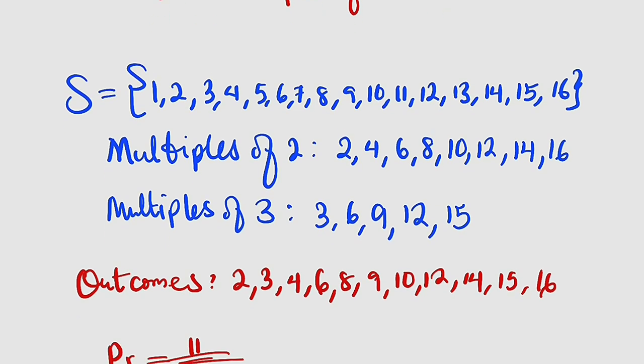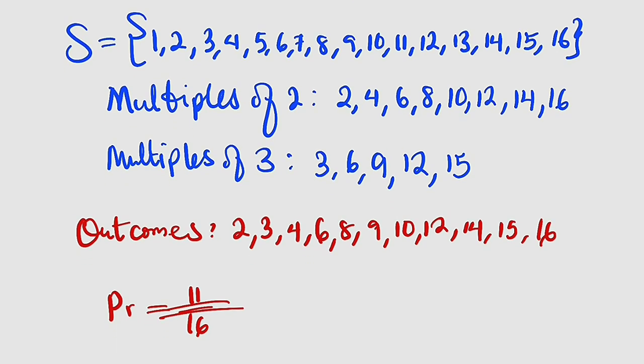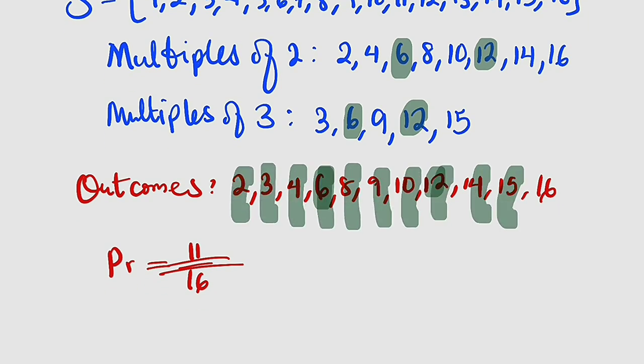Then what are the outcomes? The outcomes are a combination of these multiples of 2 or 3, because "or" stands for addition. But if you want to mix them together, you should know that there will not be a repetition. From this set, you can see 6 and 12 appear twice, so we're only going to write them once. This is why we included 6 and 12 only once in the set of outcomes. So altogether we have 1, 2, 3, 4, 5, 6, 7, 8, 9, 10, 11.